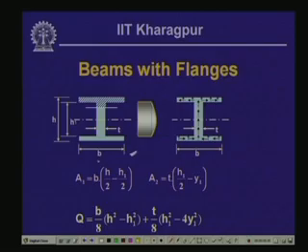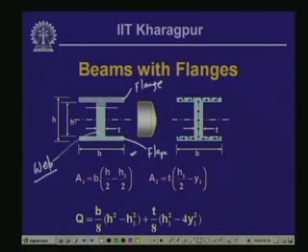This part of the beam we call the flange, and this is also a flange, and the part which connects these two flanges, the vertical one, we call the web. The width of the flange is B and the thickness is h minus h1 by 2. This distance is h by 2 and this distance is h1 by 2, so this distance is h by 2 minus h1 by 2.